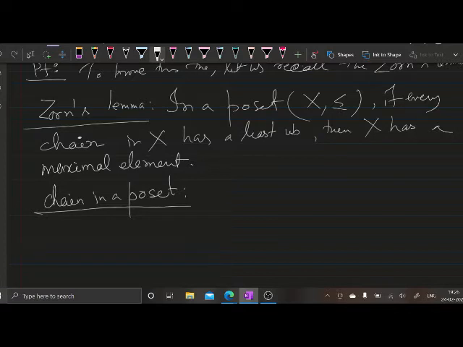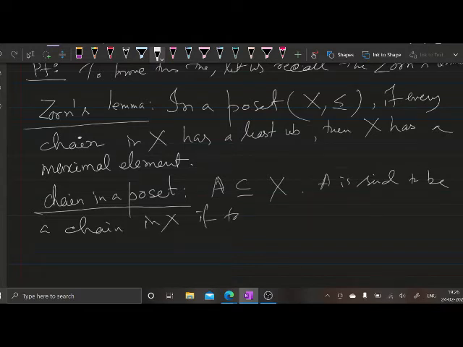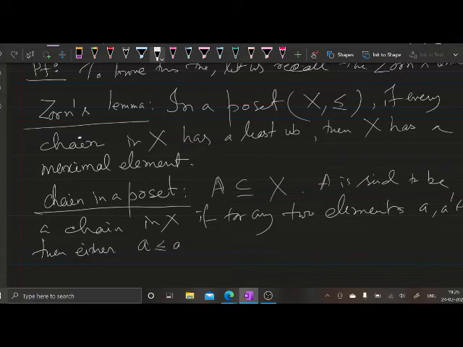What do you mean by a chain in a poset? In a poset, two elements are comparable. Suppose A is a subset of X, then A is said to be a chain in X if for any two elements a, a dashed belonging to A, either a is less or equal to a dashed, or a dashed is less or equal to a.